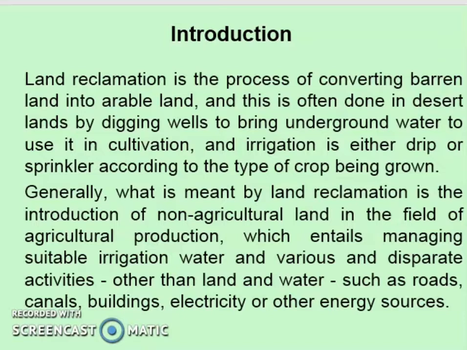A definition of land reclamation is a process of converting barren soil or barren land into arable land. In other words, it can be defined as introducing the soil into agricultural productivity. This includes some infrastructure like building a road and electricity and some other infrastructure usually needed with land reclamation.